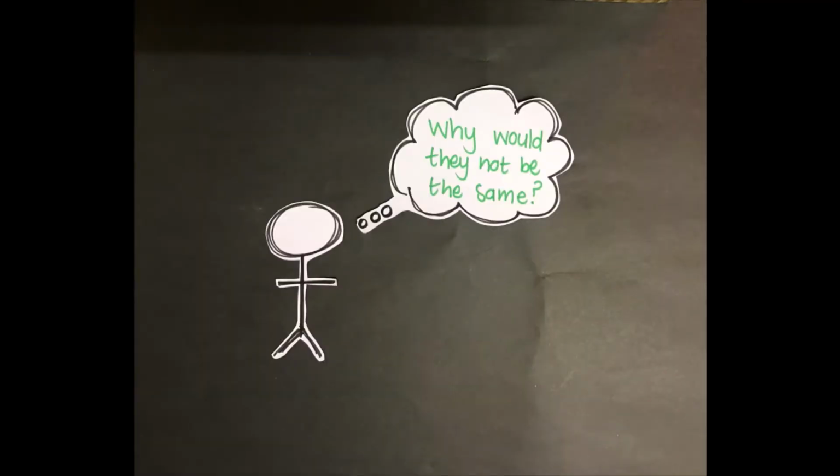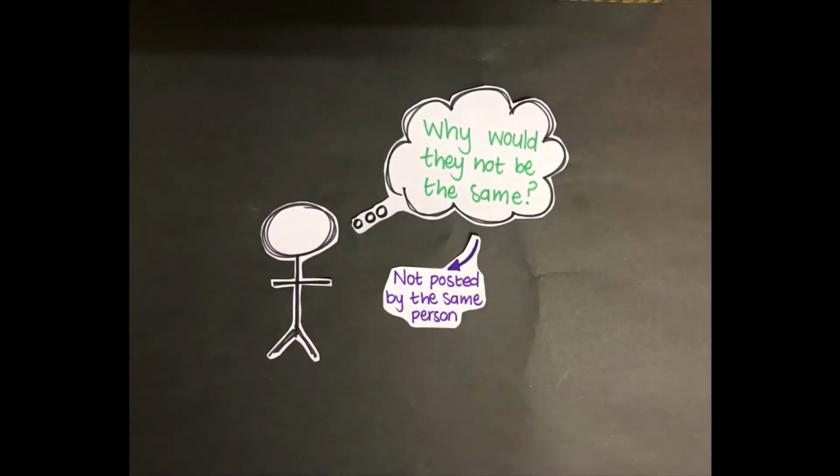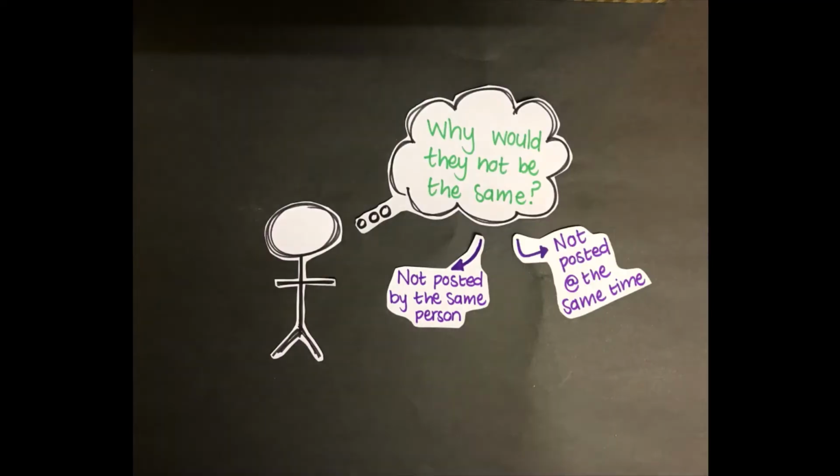Now, you might wonder, why would the balances not be the same? Well, it's simple. They're not posted by the same person, and they're not even posted at the same time. The control accounts are posted at the end of the month, and the debtors and creditors ledgers are posted throughout the month.